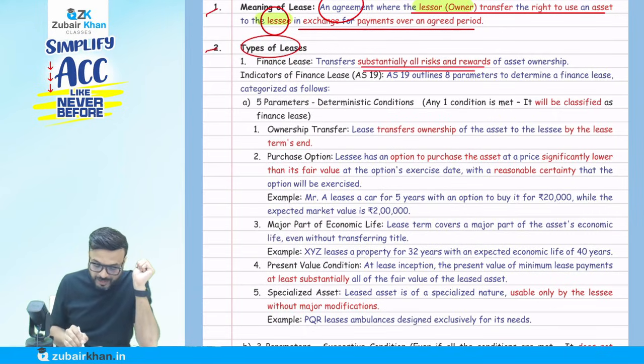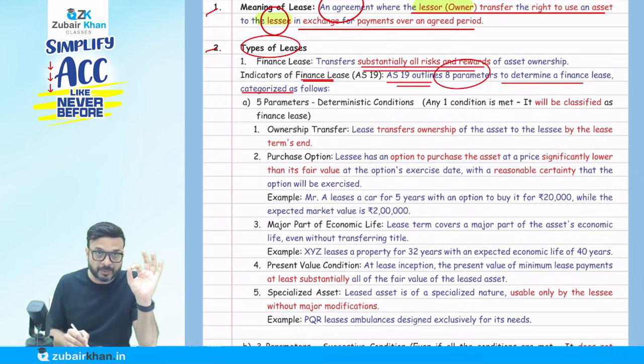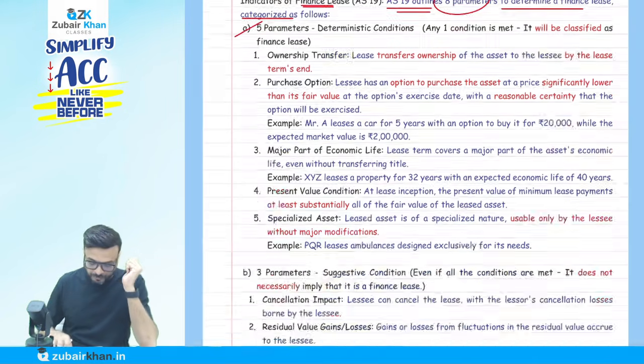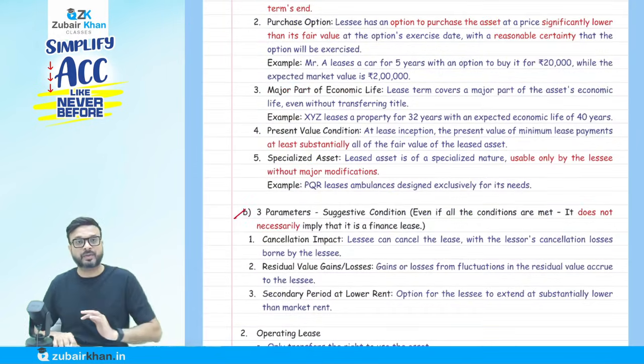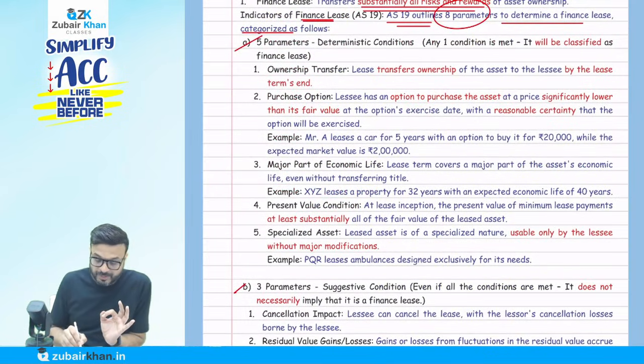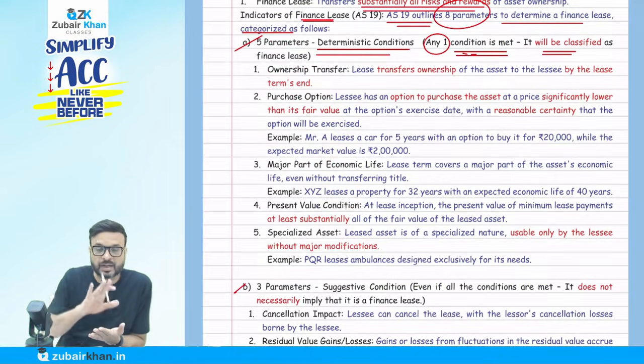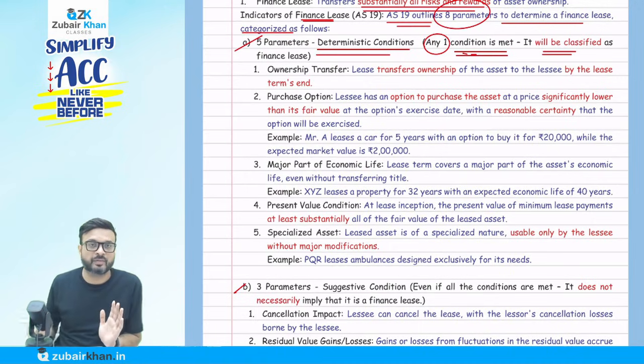They say indicators of a finance lease: AS 19 outlines 8 parameters to determine a finance lease. Out of the 8 parameters, first I am discussing the first 5 parameters, and then I will discuss the remaining 3. What is the difference between both of them? I will tell you. But these are the first 5 parameters. This is a deterministic condition. If any one condition is met, it will be classified as a finance lease. So I am going to discuss 5 conditions. If any of those are fulfilled, we are going to call it what?